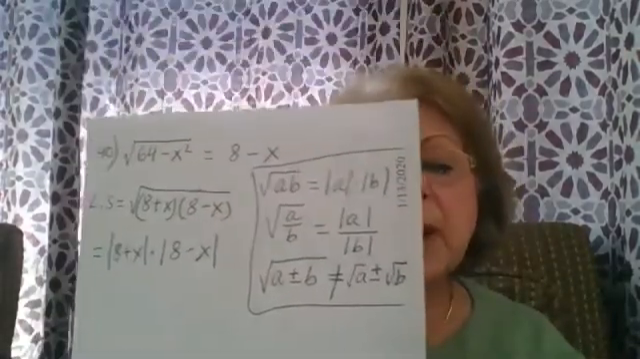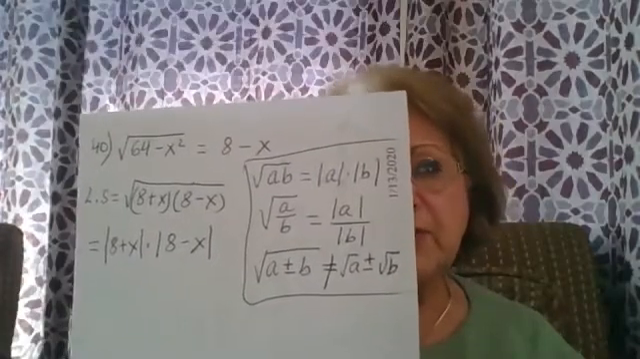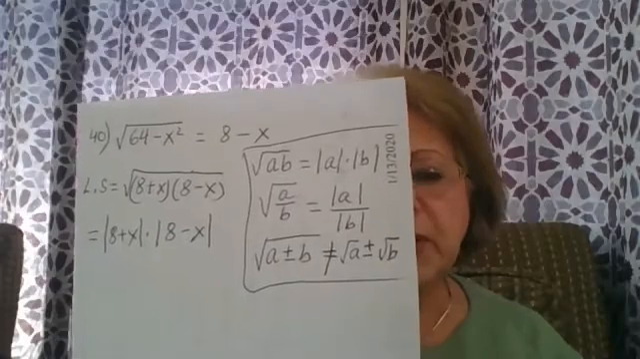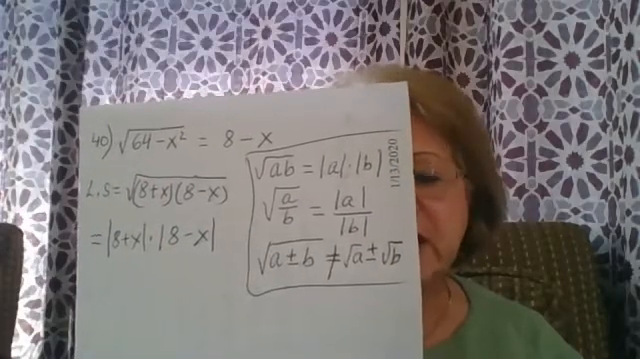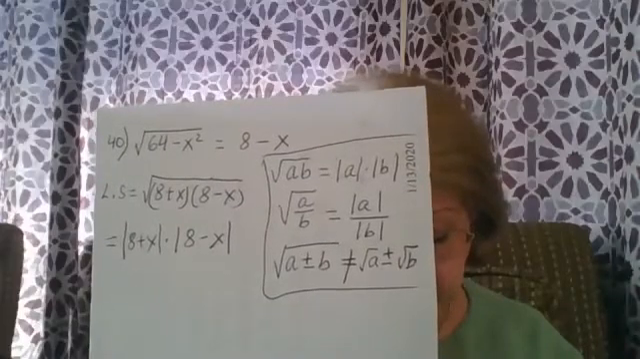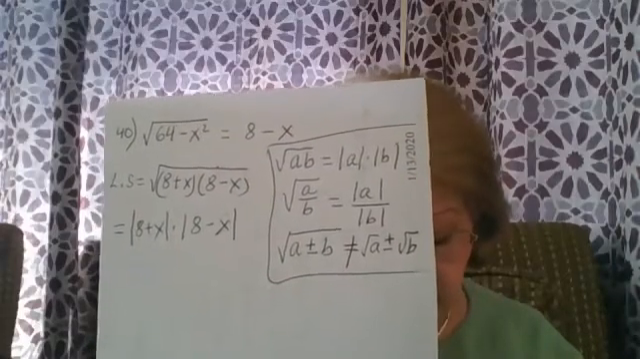And it is absolutely not matching what we have on the other side of the original problem. So it is definitely not an identity. It is not.